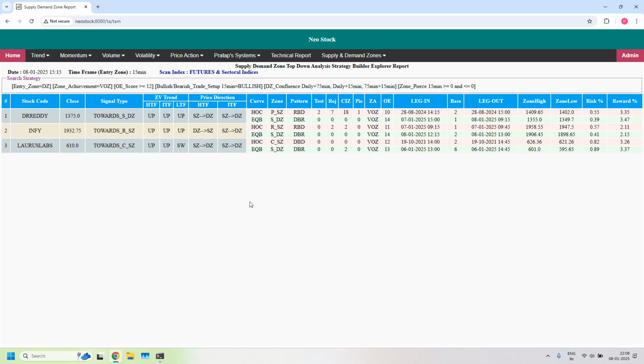In all these 3 stocks, these 15 minute demand zones are part of the 75 minute demand zone. Both together are again part of the daily demand zone, and the daily trend is up in all the 3 stocks. If any of these stocks have daily EMA confluence, they are even more high probability trade setup supported stocks.